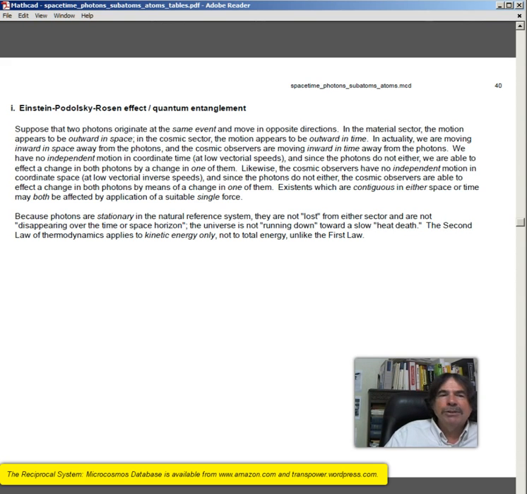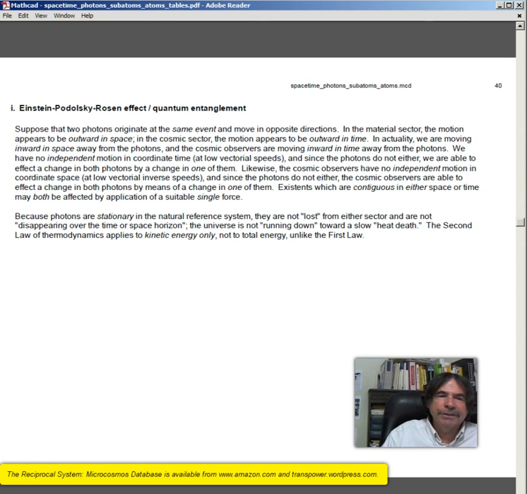We have no independent motion in coordinate time at low vectorial speeds, and since the photons do not either, we were able to effect a change in both photons by a change in one of them. Likewise, the cosmic observers have no independent motion in coordinate space at low vectorial inverse speeds, and since the photons do not either, cosmic observers are able to effect a change in both photons by means of a change in one of them.